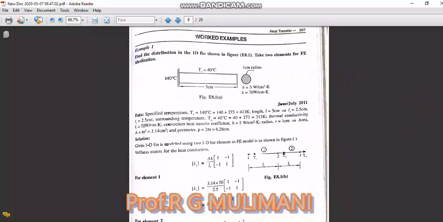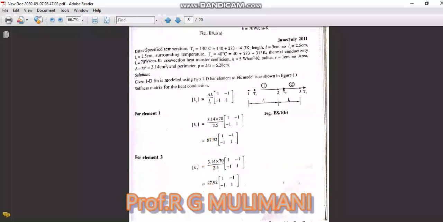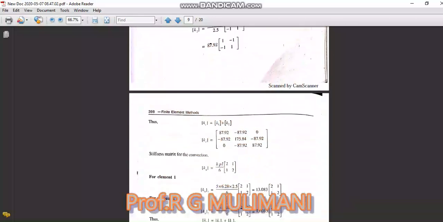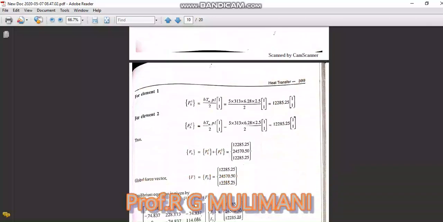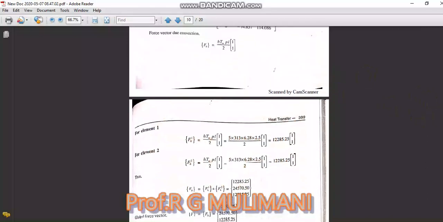While finding the nodal temperatures you have to use the equilibrium equation KQ equals F, where K is the stiffness matrix, Q is the nodal temperatures, and F is the force vector due to convection. For the convection force vector, you use this expression: H T infinity P L by 2, where H is the convection heat transfer coefficient, T infinity is the outside environment temperature, P is the perimeter, and L is the length of the element.